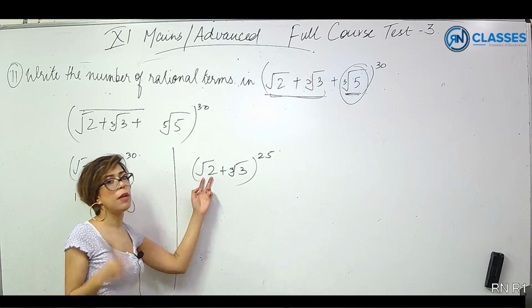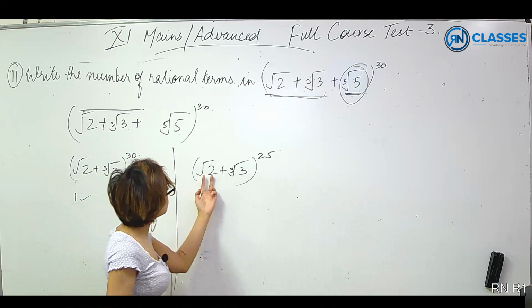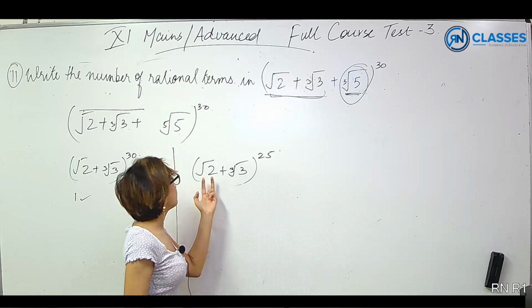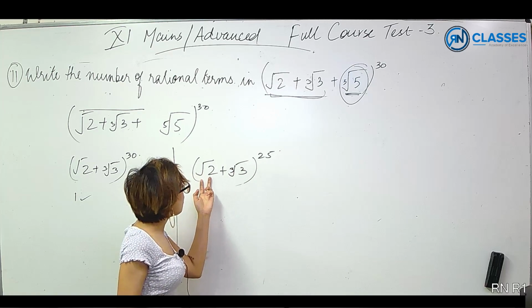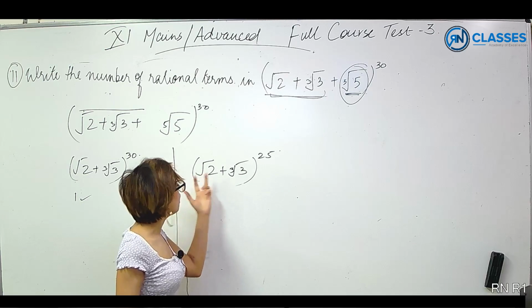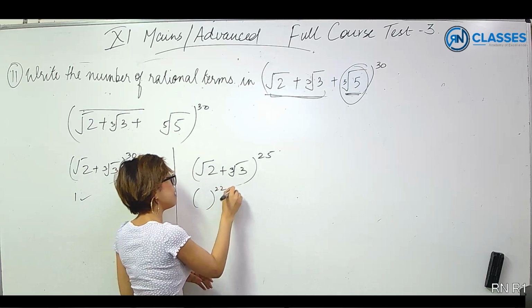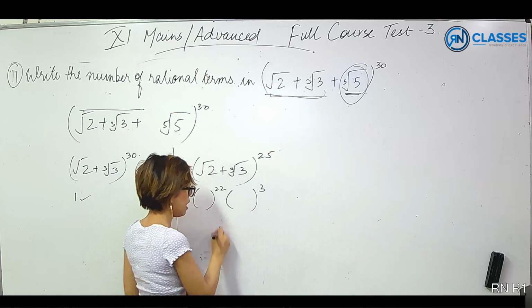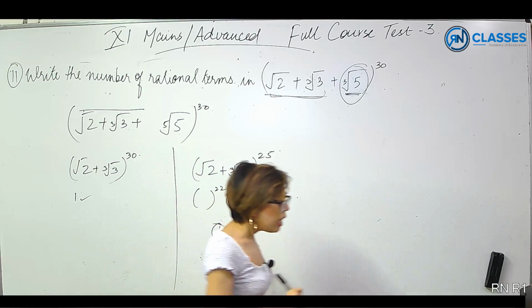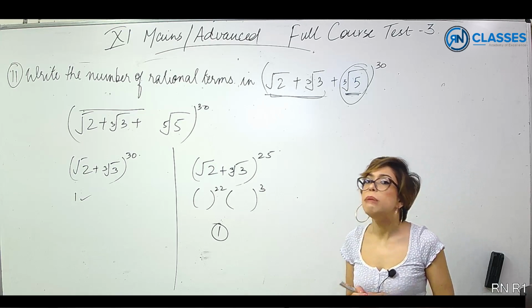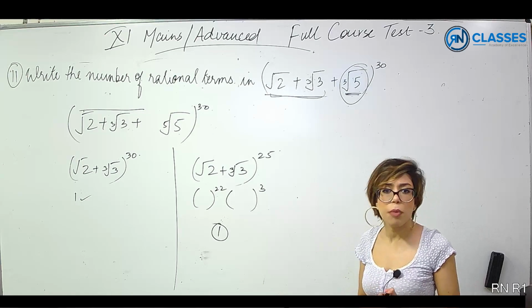If I take this raised to power 25, it is not a rational term. This raised to power 24, but this is cube raised to power 1, so cube root is there. Then this raised to power 23 will not work, 22 it will work, and if this is raised to power 22 and this is raised to power 3, then I will get my rational term. Right? Now the problem is, if I do it like this, there is a probability that I will actually miss out something. That is the problem.